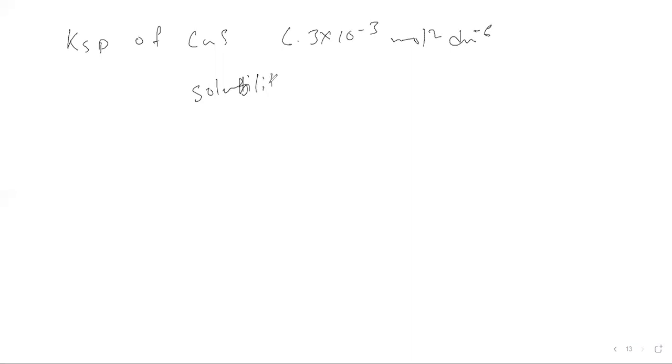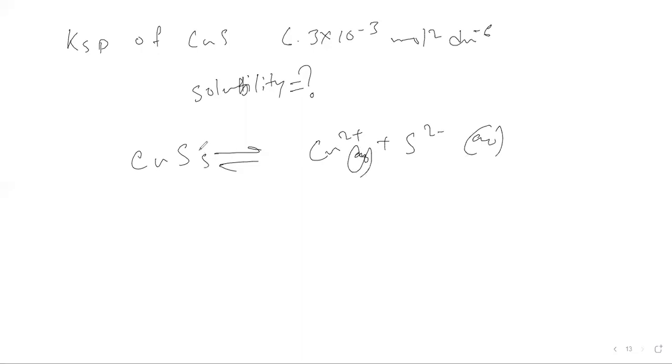If we do some other examples, let's say the Ksp of CuS, copper 2 sulfide, is given as 6.3 into 10 to the power negative 3. The unit in this case, non-units are important. So mole per dm to the power 6. They're asking us to calculate the solubility. In the last part, we did the Ksp value from the solubility. Now we are being asked to find the concentration, the solubility. So it's a very simple one. Just write the first equation, the solubility equation, like the reaction. So Cu2+ and S2- aqueous, and this is solid actually.